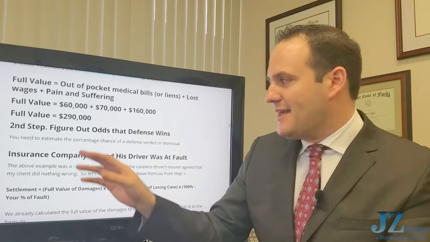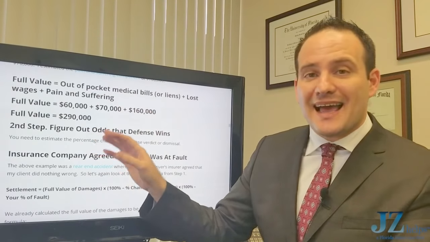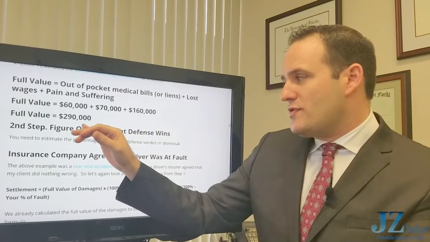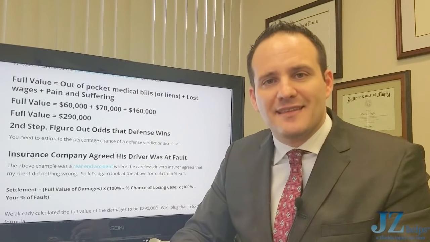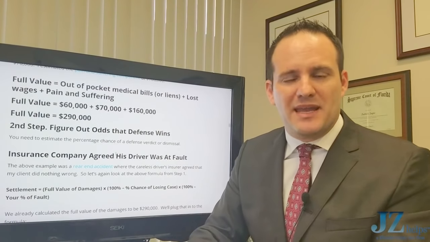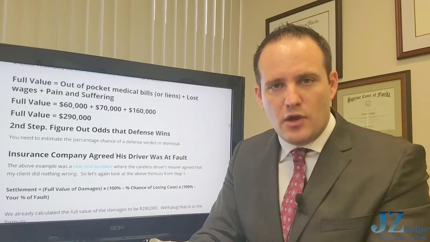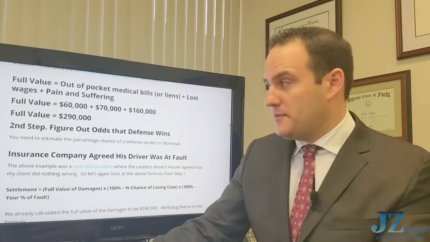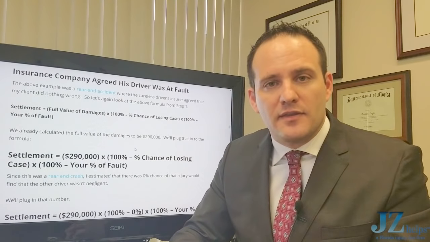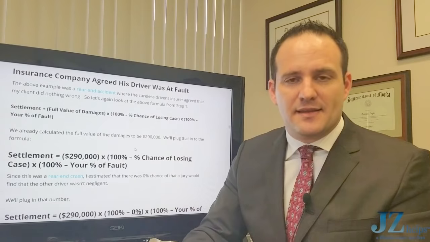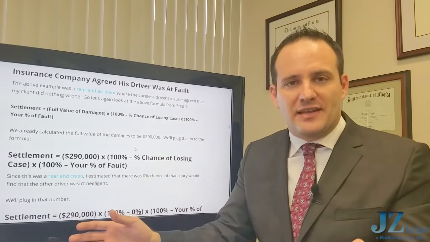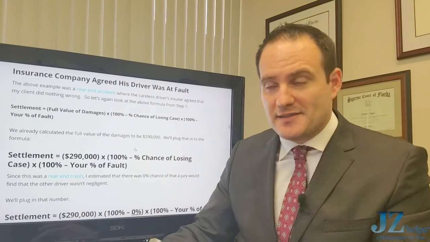But keep in mind, this full value hasn't yet factored in the other parts of the equation. So you then look at what are the chances that the defense wins the case outright, meaning it gets dismissed before a jury, or at trial the jury says the defendant did nothing wrong, claim is done. In this case, the insurance adjuster, informally just speaking to me, said, listen, our driver was wrong. He rear-ended your driver. He didn't have any defenses. He didn't say that your client slammed on the brakes.